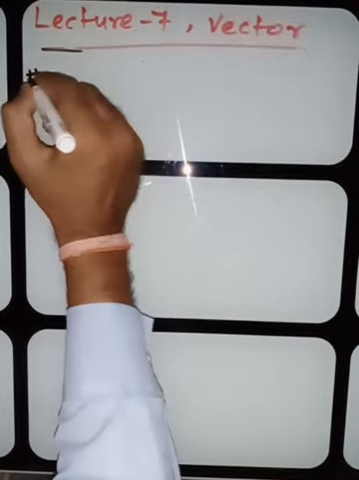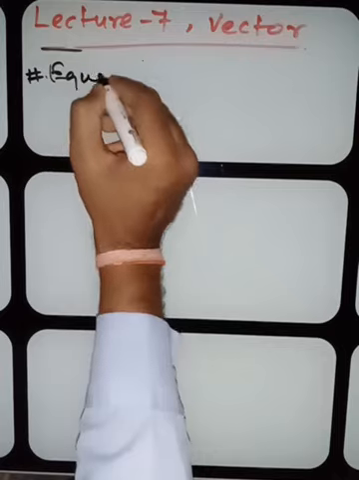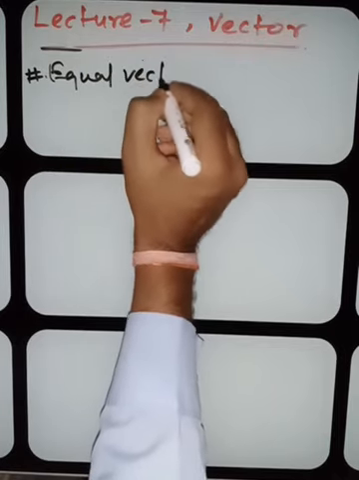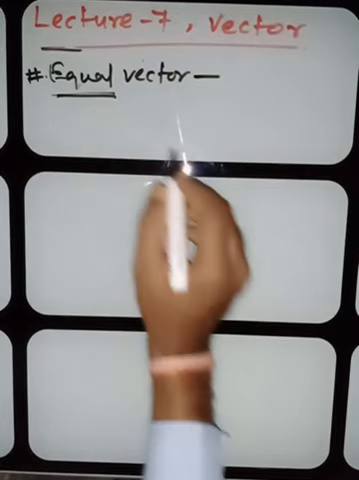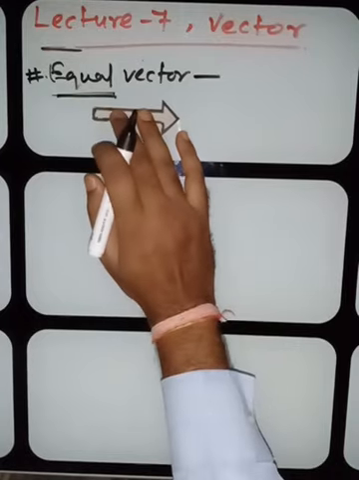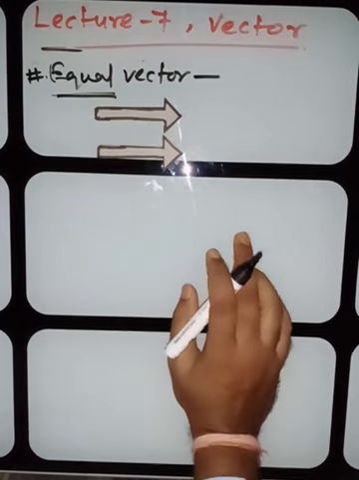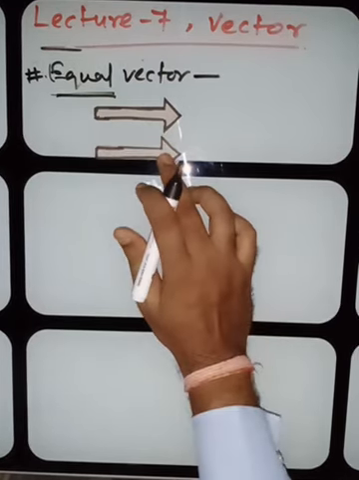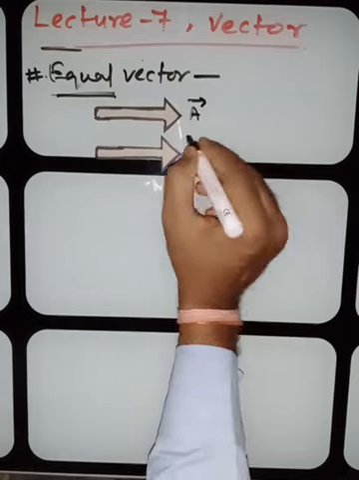Now equal vector. Can any student tell me the equal vector? I forgot the number, so you will write it by yourself. Here the equal vector. It is very clear from the name, equal: it means the magnitude as well as the direction will be the same. If you have two vectors, suppose this is vector A and this is vector B, and let us suppose these two have the same length. Actually I have made them of the same length and the same direction.